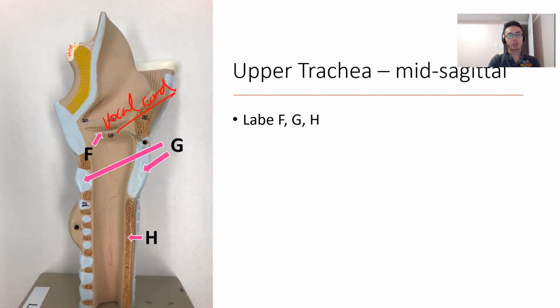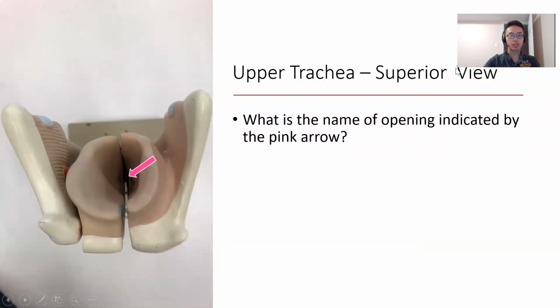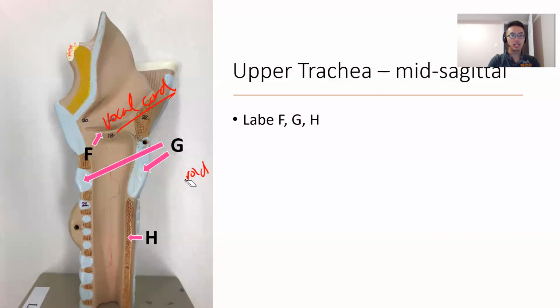Okay. G is pointing at the thyroid cartilage again. Actually, no, sorry. G is pointing at the cricoid cartilage. Kind of go all the way around. Your thyroid cartilage would be up here, right? And then H is pointing at the esophagus.